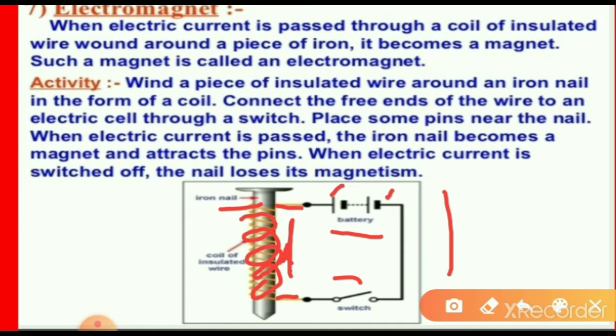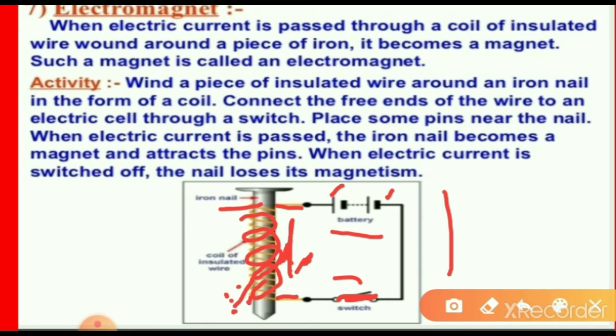Now place some pins near the end of the nail. Now switch on the current. What happens? Do the pins cling to the tip of the nail? Yes. So when the switch is on, the current passes through the insulated wire around the nail, and it behaves like a magnet that attracts the pins.